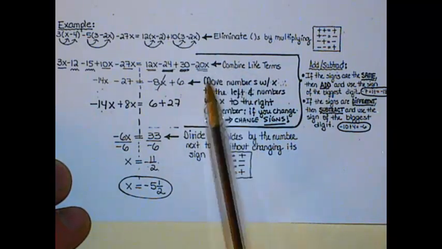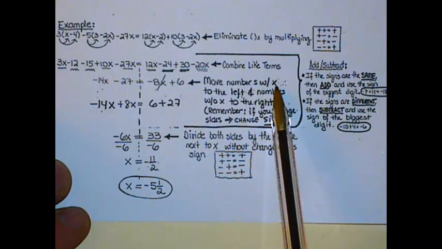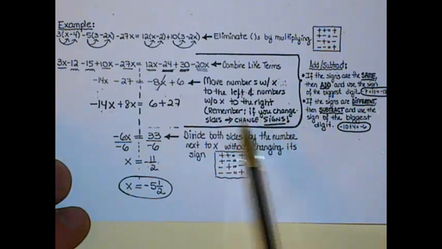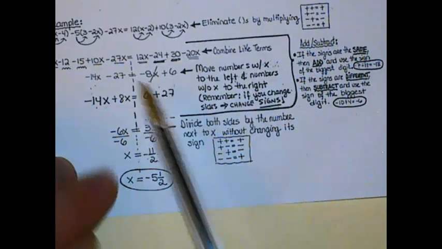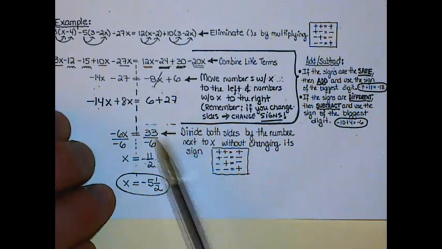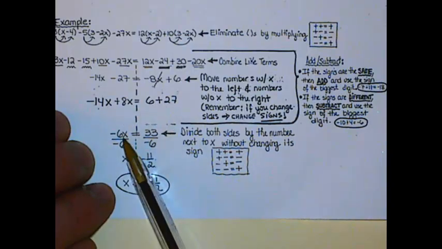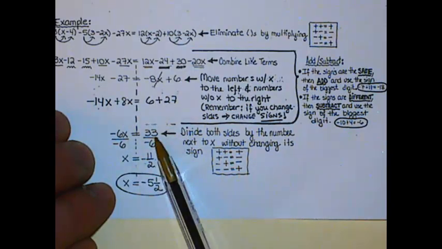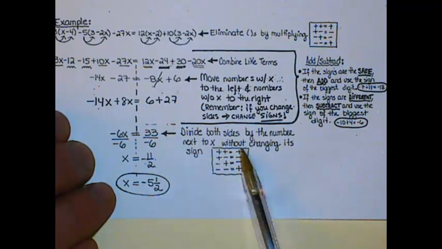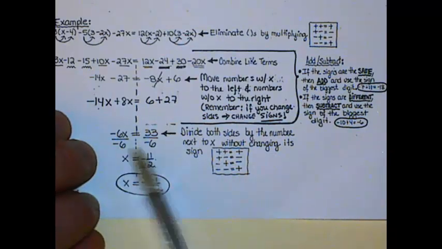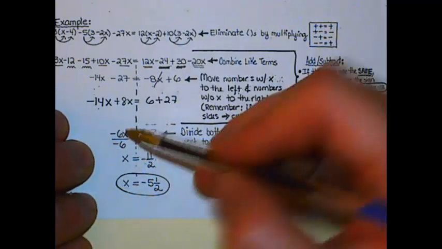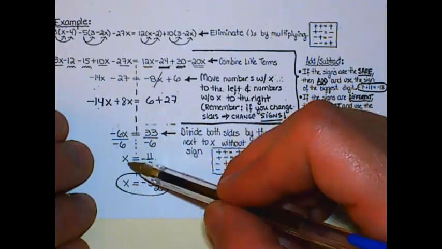After combining like terms, the next step is to move the numbers with x to the left and the numbers without x to the right. Remember, if you change sides, change signs. So basically here I move the 8x to the other side and the 27 to this side. Now I combine them, so I get negative 6x and positive 33. And the last step is to divide both sides by the number next to the x without changing its sign. So if you notice, I divide both sides by negative 6 without changing the sign of 6. Okay? And the negative cancels, the 6 cancels, you're left with x.